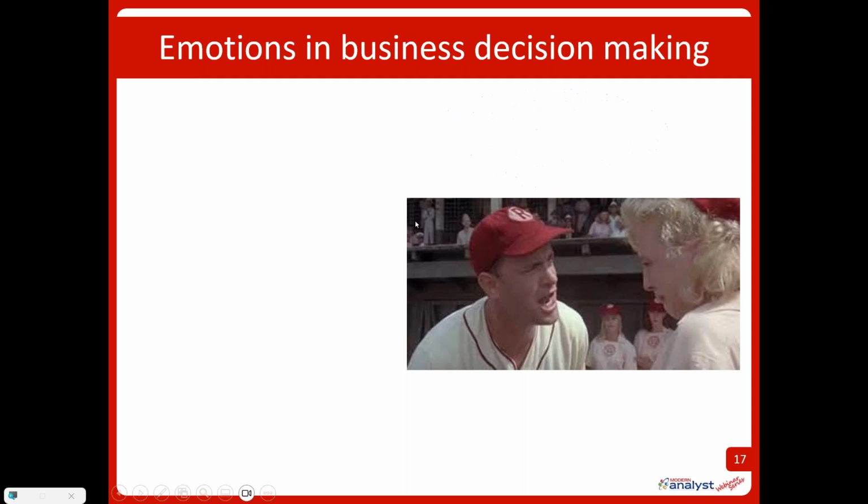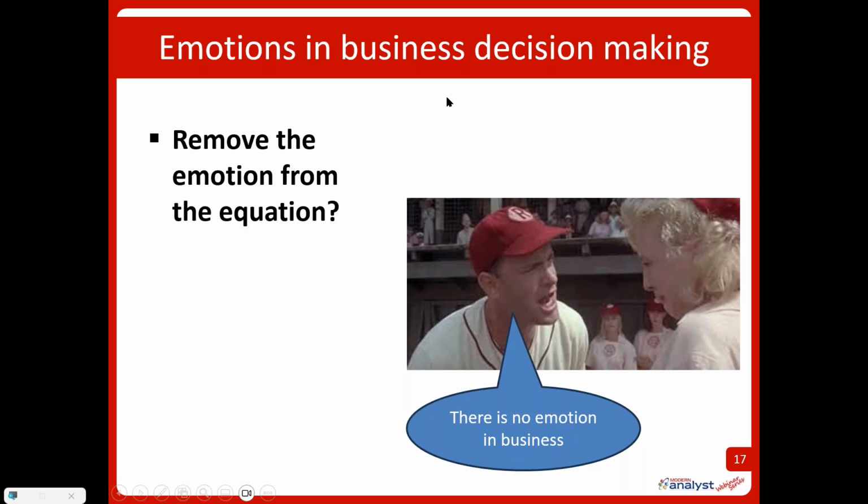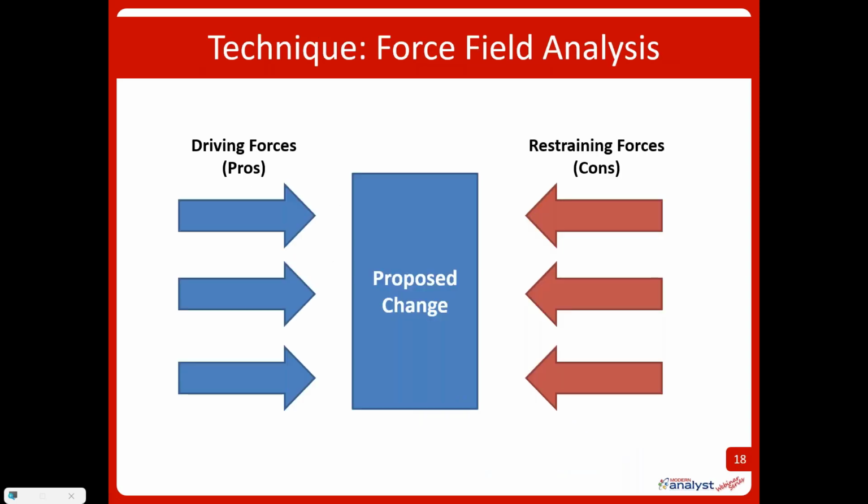Well, we're going to kind of redo that and say, there's no emotion in business. Everything's going to be facts, no emotion. But is that really true? We want to remove emotion completely from the equation. Emotion can be helpful in defining what is good, because that emotion tells us what is good and what is desirable. So we don't necessarily want to remove all emotion, but we want to control it. So how do you do it?